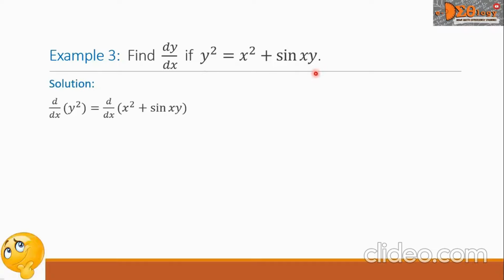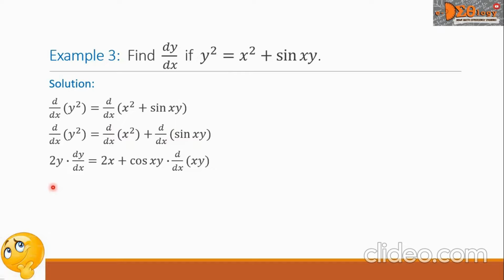Let us show again that we want to take the derivative of both sides. But in here, we will simplify further our right side. So it becomes d over dx of x squared plus d over dx of sine xy. The left side is the same. Let us now take the derivative respectively.